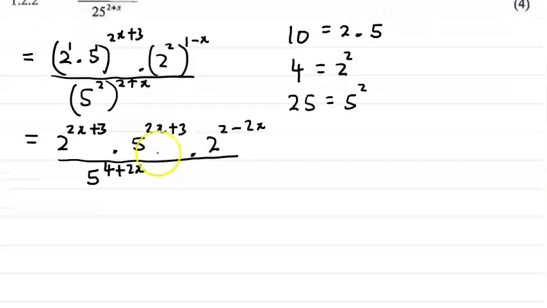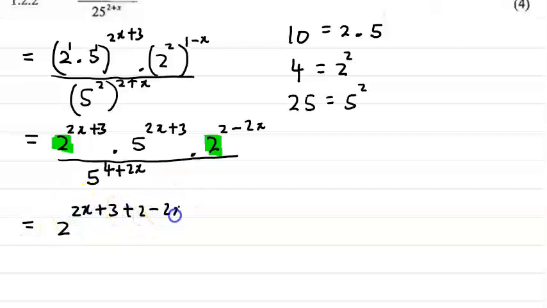So let's look at our common bases here. Right, what do we have? Our common bases will be as follows: 2 and 2. There is just multiplication, so I'm going to add the indices. So it's going to be 2x plus 3, and it's going to be plus 2 minus 2x. So I'm just adding 2x plus 3 plus 2 minus 2x.